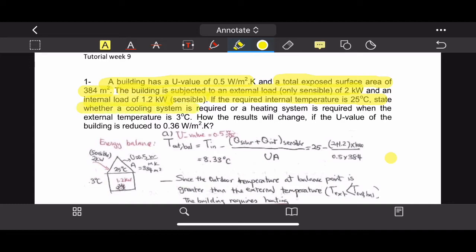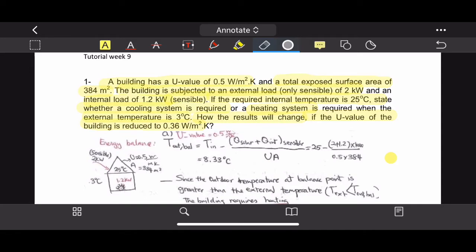State whether a cooling system or a heating system is required when the external temperature is 3 degrees Celsius. Technically, looking at this question, we need to heat up the room, because the outdoor air is cold and the indoor is warm. However, let's do this question together and see if it's true. How will the results change if the U value of the building is reduced to 0.36 W/m²·K? So it changed from 0.5 to 0.36.